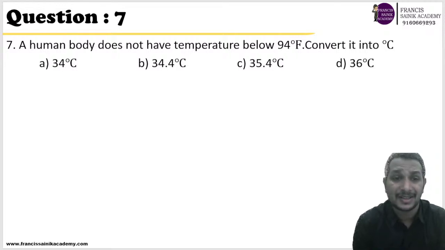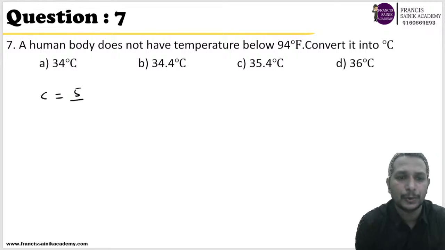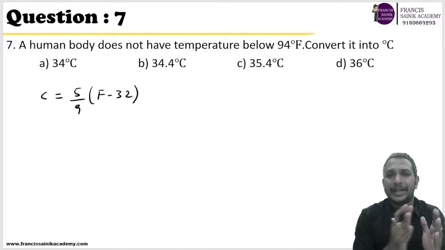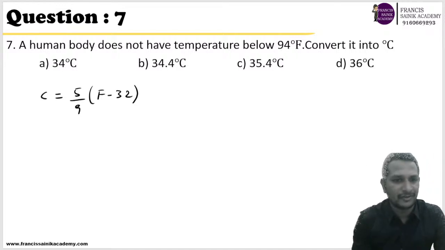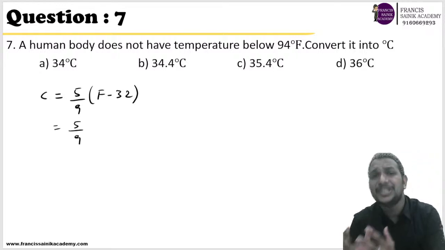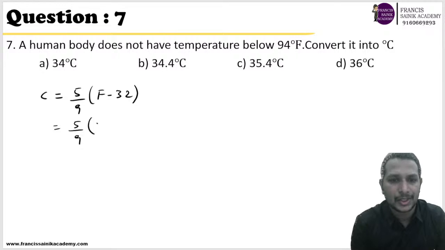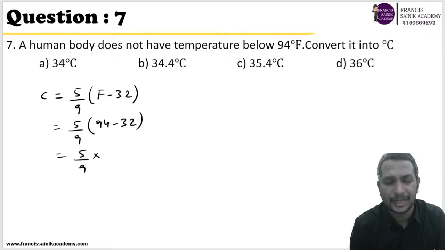First, if you are aware of the formula clearly, then you can do the calculation very easily. So let's see the formula. C equals 5 by 9 times (F minus 32). This is our formula to convert degrees Fahrenheit to Celsius. Let's substitute. F is the temperature in the Fahrenheit scale, 94. So 94 minus 32, multiplied by 5 by 9. If I remove the bracket, you can replace it with the multiplication symbol. 94 minus 32 will be 62.